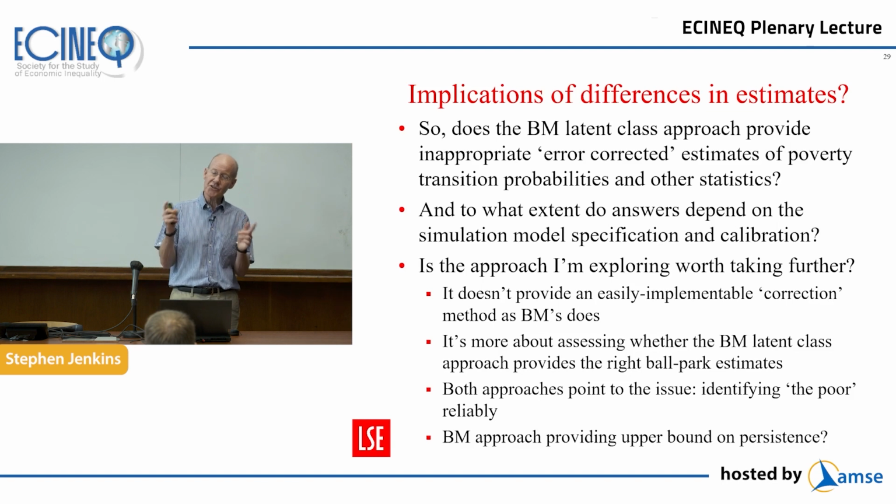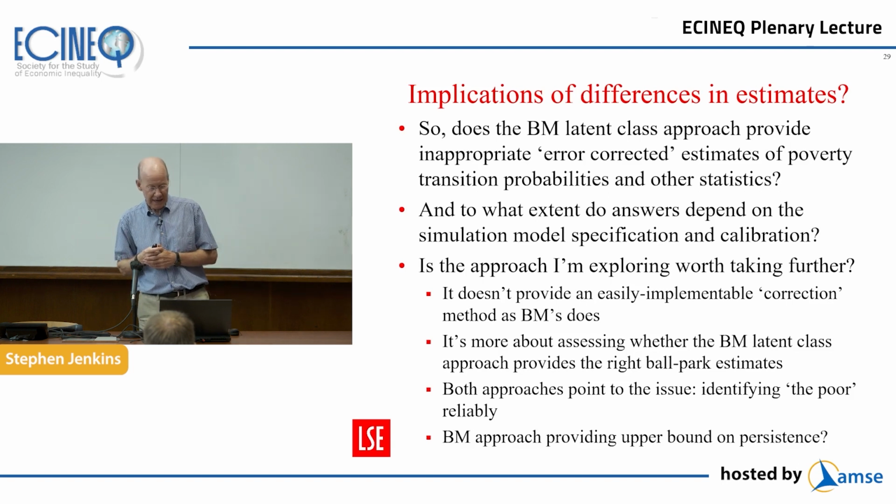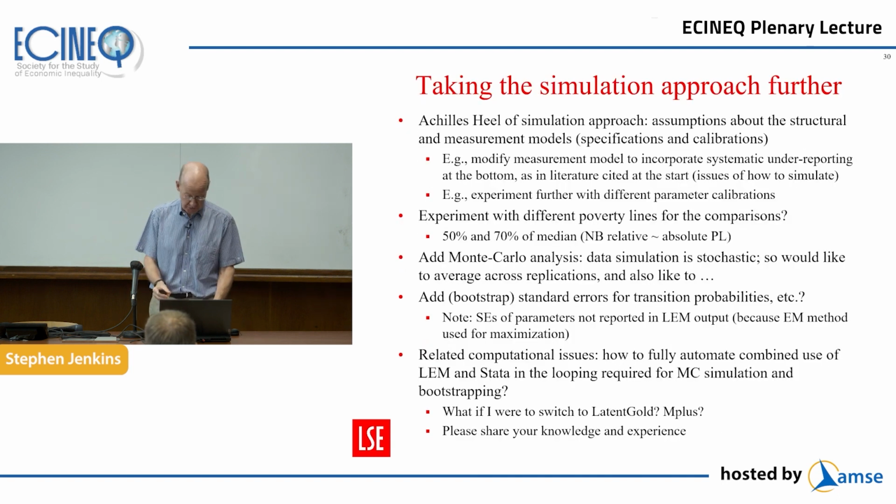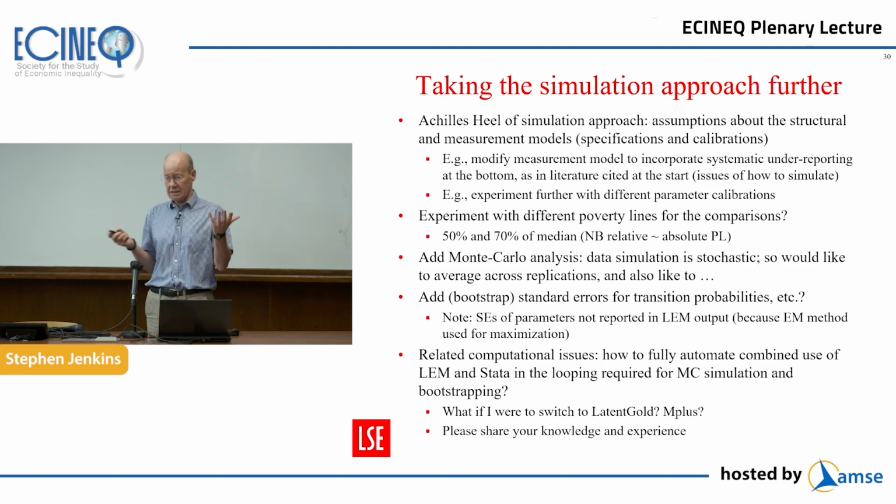I mean, what it doesn't do is provide a nice, easily implementable correction that the Breen-Marciot approach does. Because remember, they get true estimates. I'm only in SimLand and talking about the problems. I'm not sure. So I guess we'd also like to find out whether or not the BM approach is providing an upper bound approach. The real Achilles heel problem for the simulation approach is the model specification and calibration, but how might that be developed?